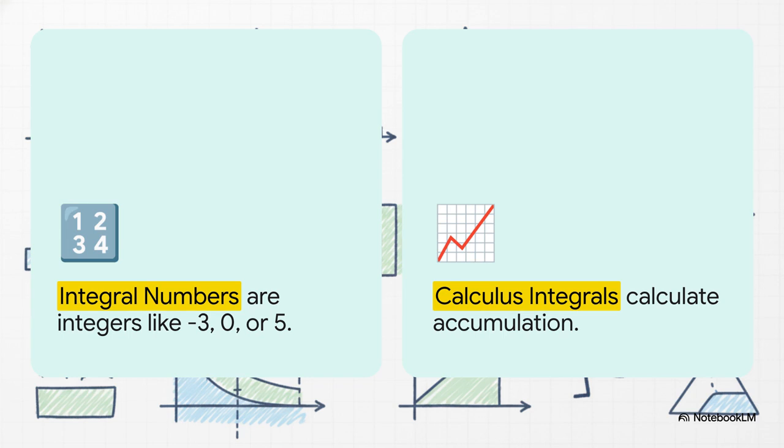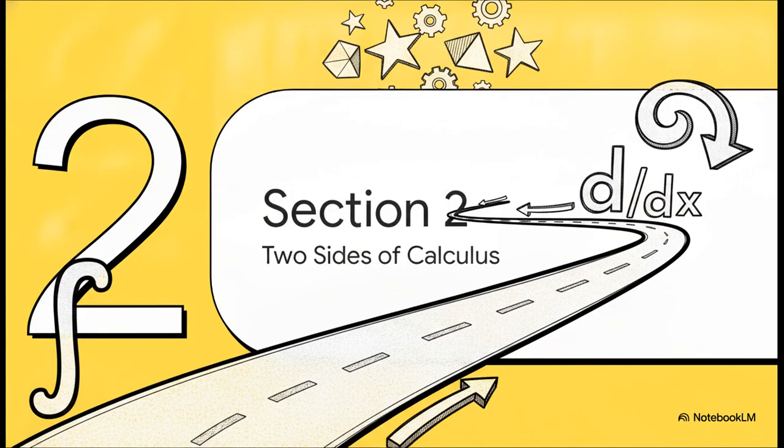Over on the left, we've got integral numbers. Now, in basic arithmetic, that's really just a fancy way of saying integers. You know, whole numbers with no fractions or decimals, like -3, 0, or 5. But on the right side, we have the calculus integral. This is the advanced operation we're actually digging into today. It's symbolized by that tall, continuous line, and it's used to calculate accumulation, areas, and volumes. So just to be crystal clear, whenever we say integrals in this explainer, we are strictly talking about the right side of the screen.